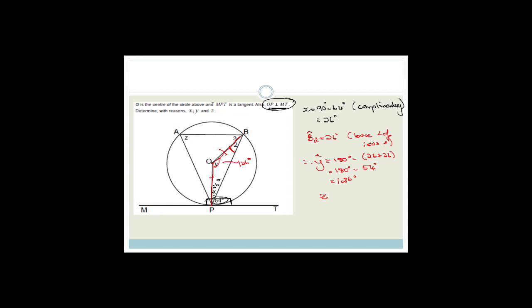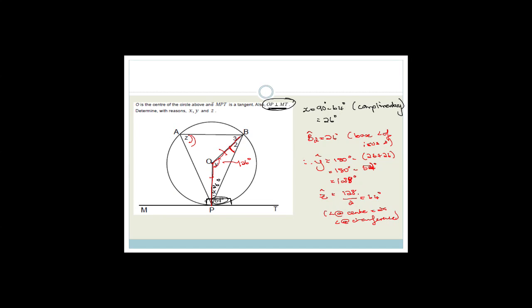And then we can get z, because the angle at the center is twice the angle at the circumference. So, sorry, this is 52 and that's 128. It makes my life much better. Sorry, it was worrying me. So we could say that z is half of y, because the angle at the center is twice the angle at the circumference. So 128 divided by 2 is 64 degrees. And why? Because the angle at center equals 2 times the angle at the circumference.